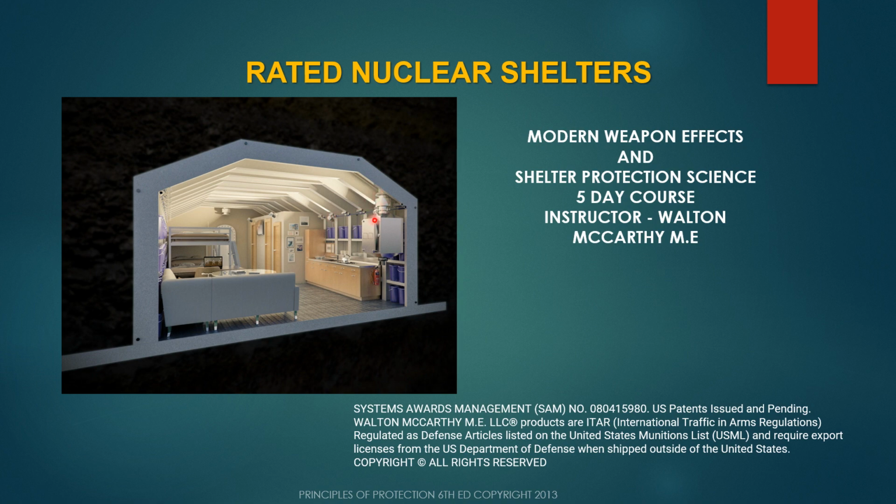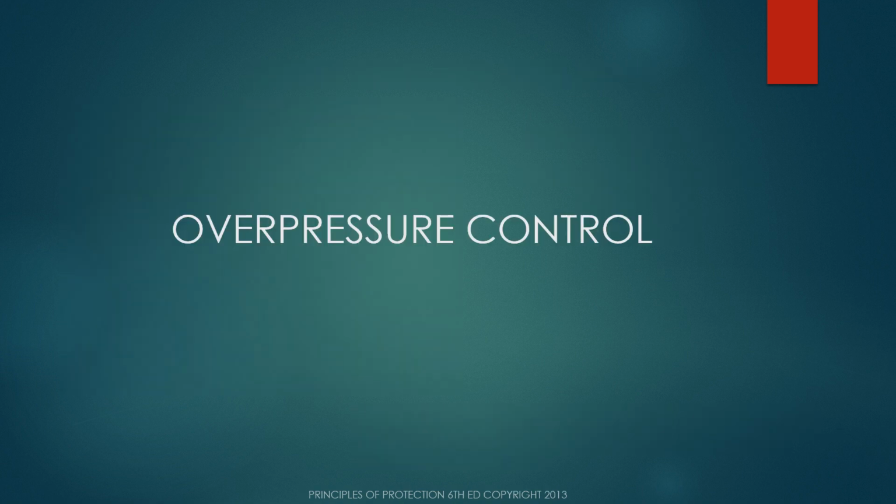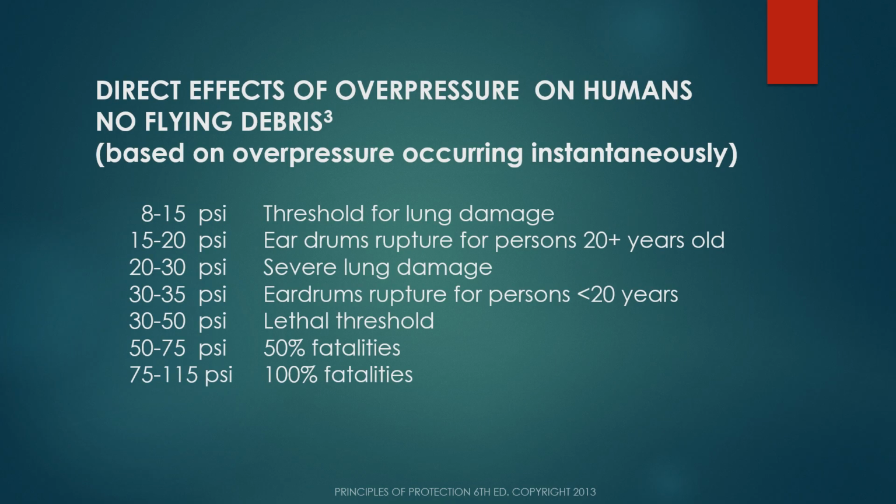This is a blast wave here. When the air comes down inside the shelter, there should be some type of control here to prevent pressure from building up inside the shelter. That's called overpressure control. What we're trying to do with overpressure control is prevent the pressure from getting above 10 psi inside the shelter. That's usually the pretty standard limit.